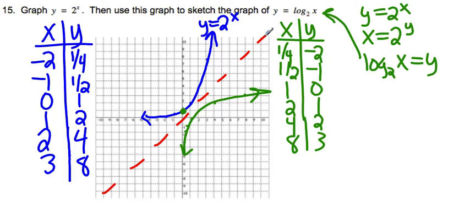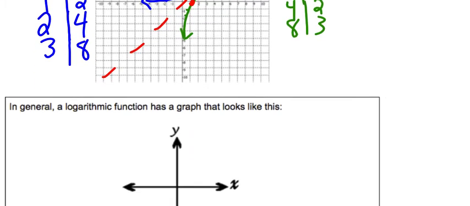Also, I don't know if you've noticed this, remember how all of our exponential growth goes through the point 0, 1, exponential decay does too. All of these exponential growth go through the point 0, 1. All of our logarithm functions are going through the point 1, 0. So let's summarize what we have learned here.